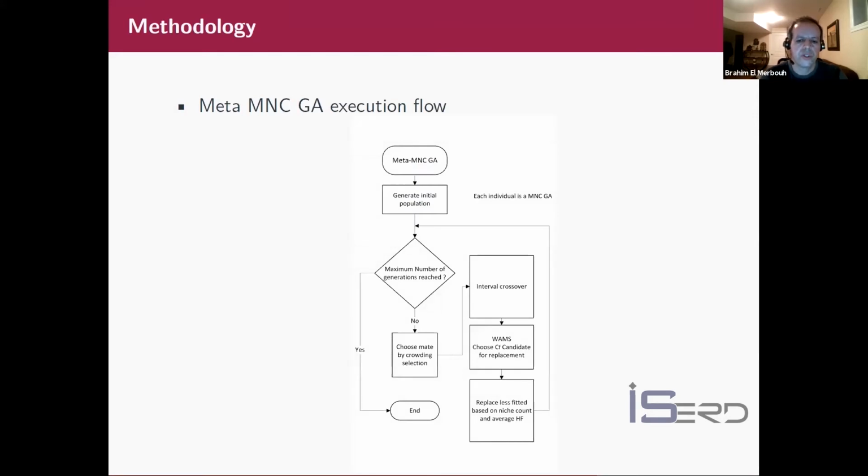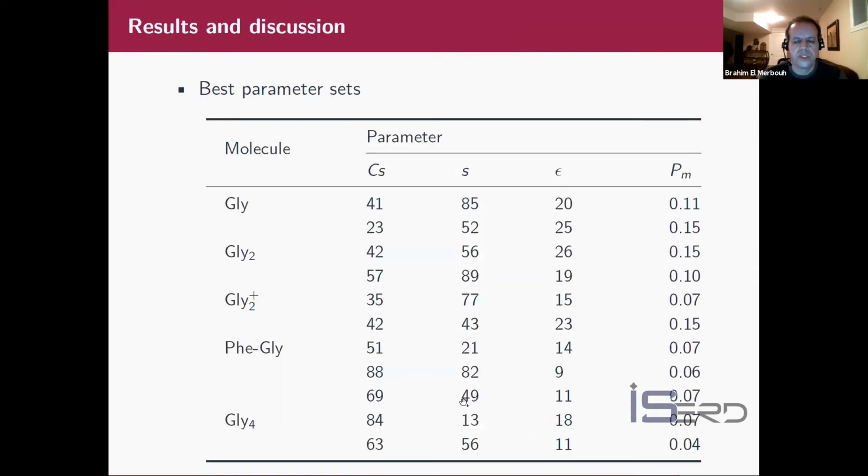So the flow of execution of the algorithm, you can see it in this diagram. We can see that the metagenetic algorithm operates on a population of underlying multiniche crowd-in genetic algorithms. In this diagram, we can see all the steps involved in this process with the fitness function here. So as for the results, we have found for each molecule more than one combination of parameters that lead to higher performance of the algorithm, except for the phenylglycine, which has one more parameter set.